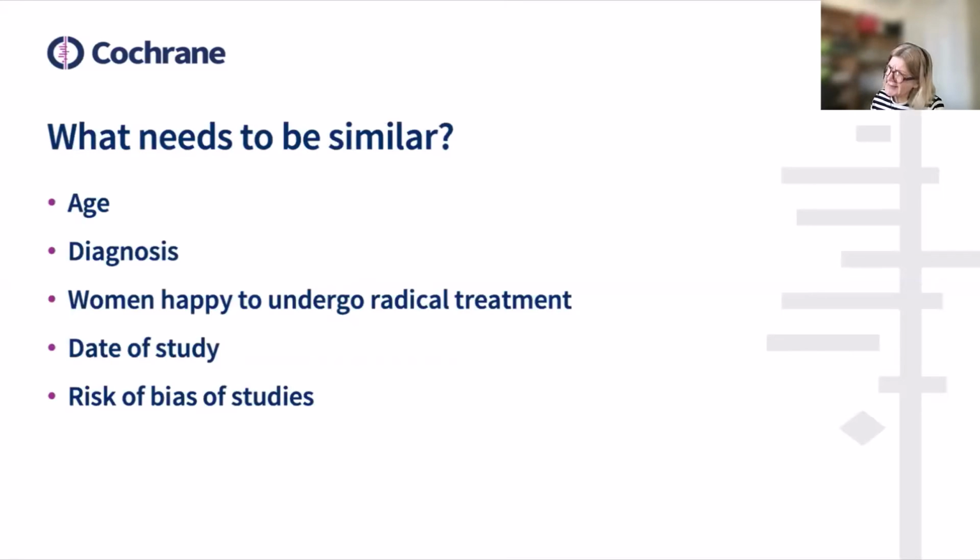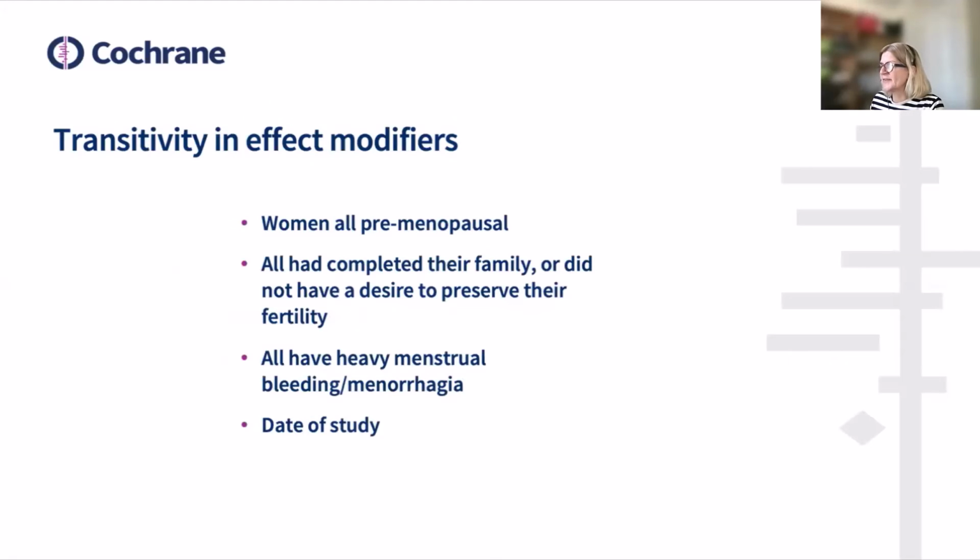So, let's consider the type of variables that could act as effect modifiers. The authors don't say which effect modifiers they considered, but there are a few that could be important, such as the age of the women, their diagnosis, whether they were happy to undergo radical treatment, the date the study was carried out, and the risk of bias of studies in the network. So, the first step to assess consistency is by looking at the effect modifiers. Are these studies jointly randomizable?